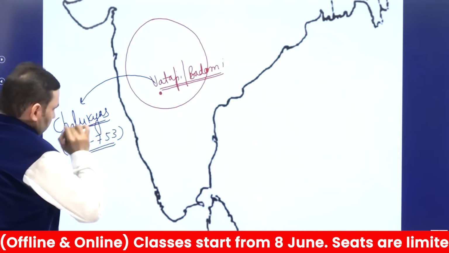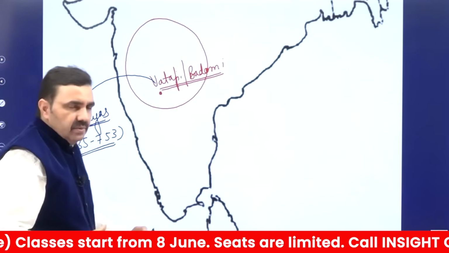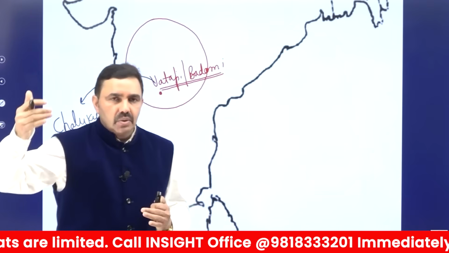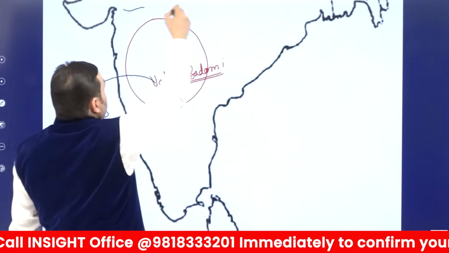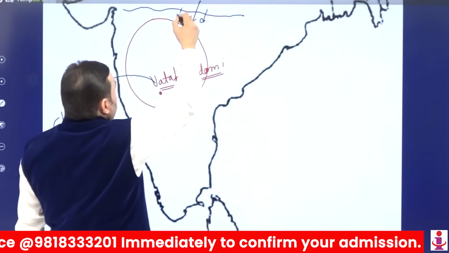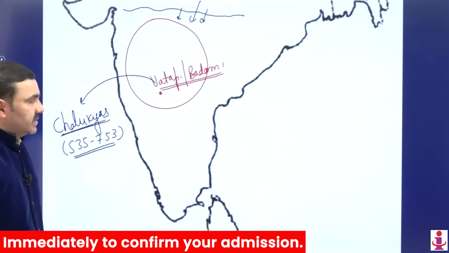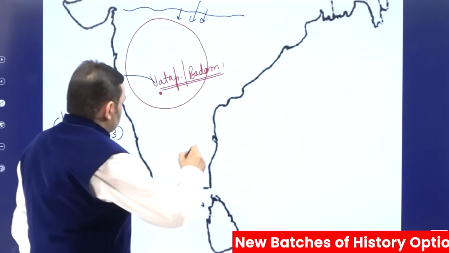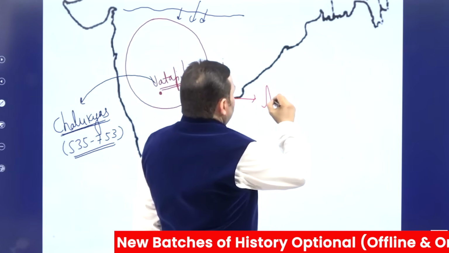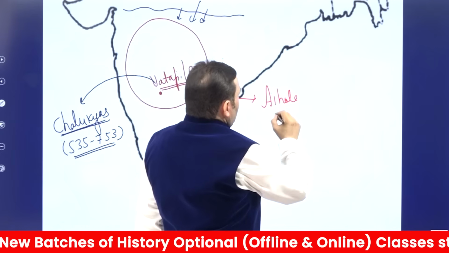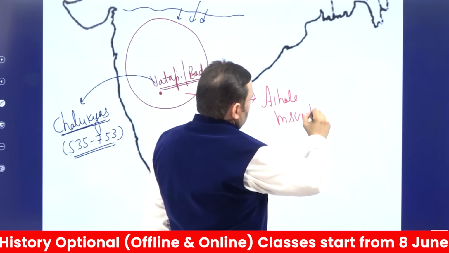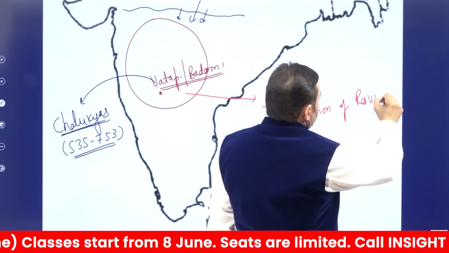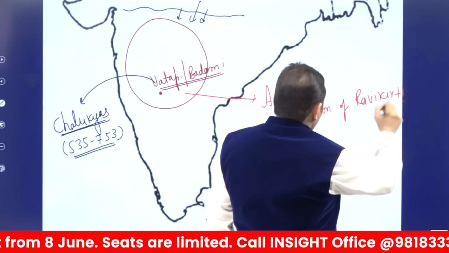Pulkesin II was the most powerful ruler. And Pulkesin II was so powerful that when Harshvardhan, the ruler of whole of North India, tried to cross river Narmada, Narmada means somewhere here, into south, he was defeated by Pulkesin II. This information we get from Aihole inscription. Recall the name, we have covered the point earlier. Aihole inscription of Ravikirti. Ravikirti was court poet of Pulkesin II.